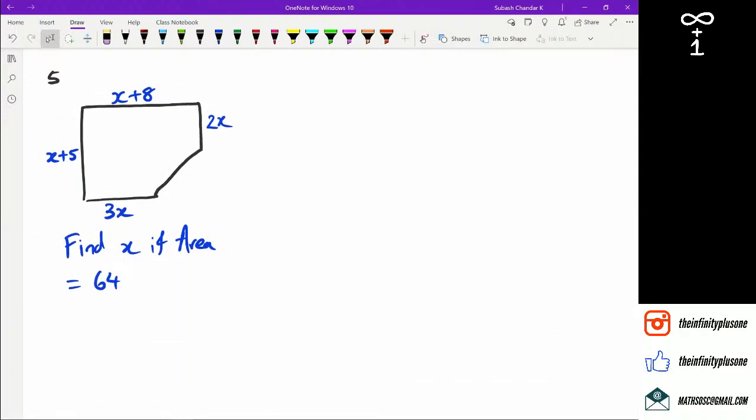Okay, so last question here, folks. And by the way, this is a right angle triangle here.